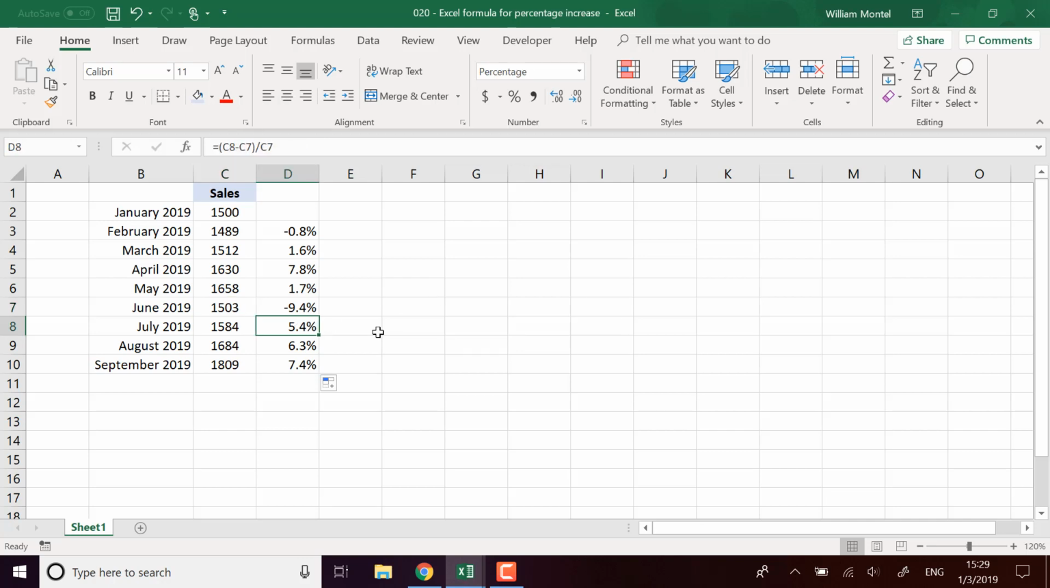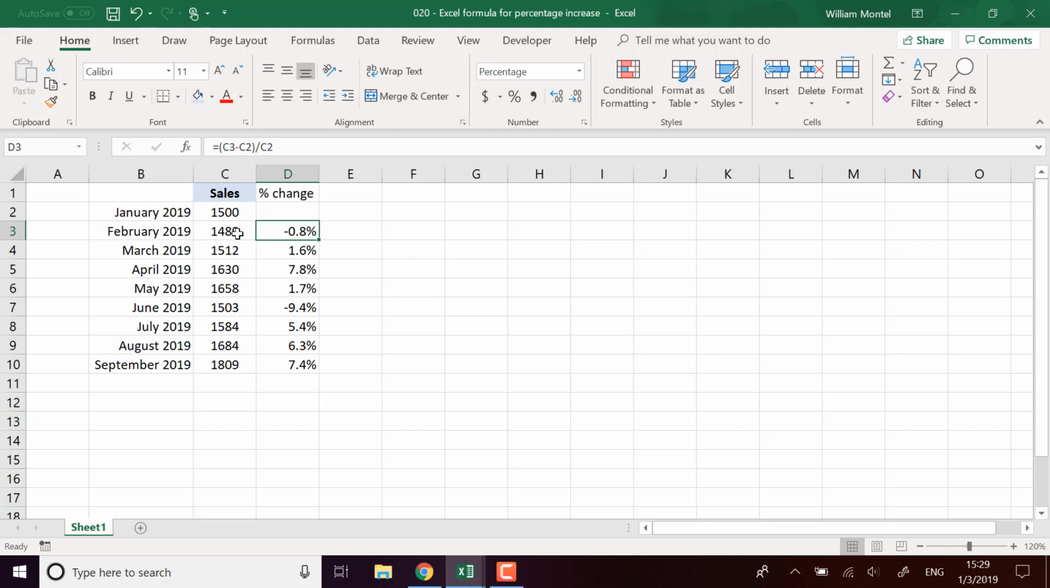Two more things I want to show you. One of them is if you want to do it backwards. I'm going to put a label so we know what we're talking about. So this is the percent change.